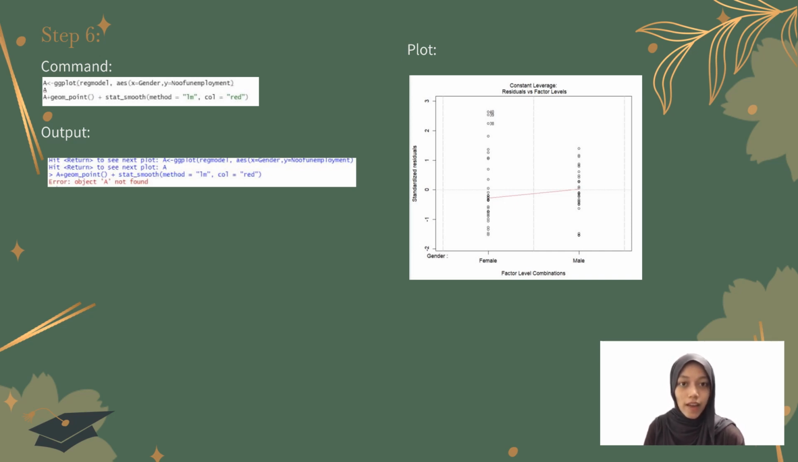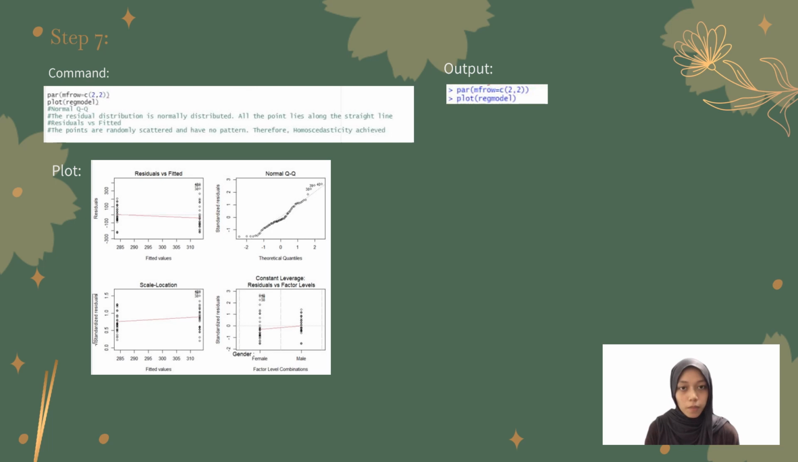We also can add A plus geom_point, open and end bracket, plus stat_smooth, open bracket, method equal lm, comma, col is the color of red, end bracket. Another plot is par, open bracket, mfrow equal c(2,2). We run the regression plot and the output shows 4 different plots.